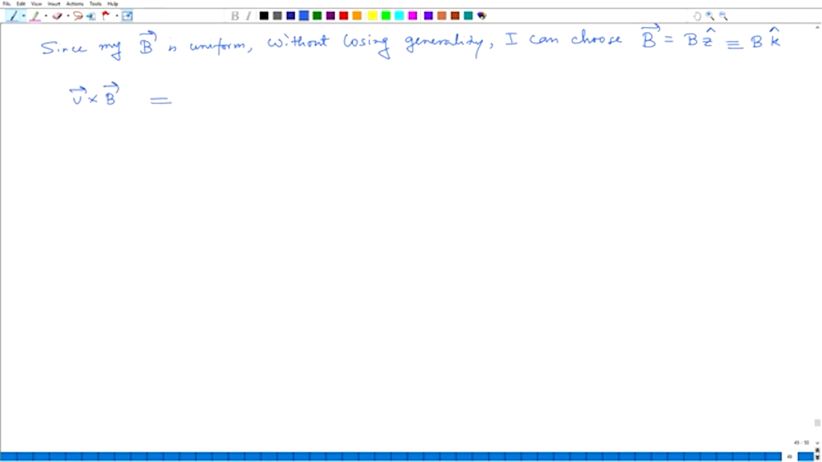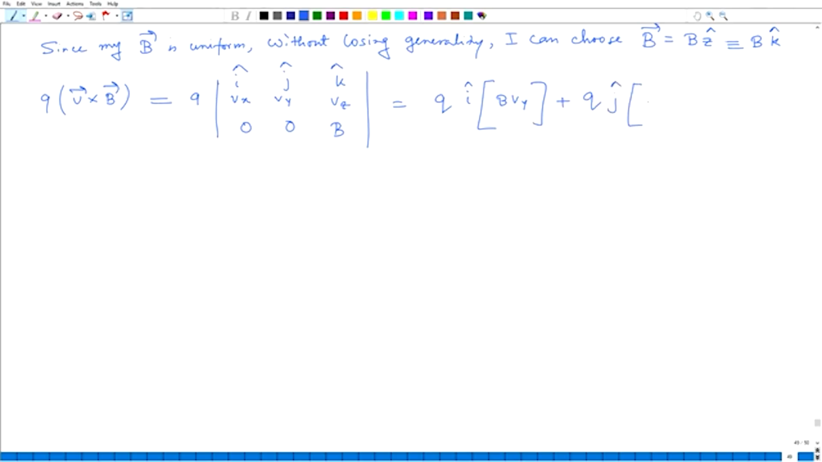V cross B will simply be, I can write Q times V cross B, as the determinant with rows i j k, Vx Vy Vz, and 0 0 B. You will see that with i cap you will have B Vy, with j cap you will have minus B Vx, and with k cap you will have nothing. So you will have Q B Vy i cap plus Q B Vx j cap. Here I should write a minus; there is a minus sign.